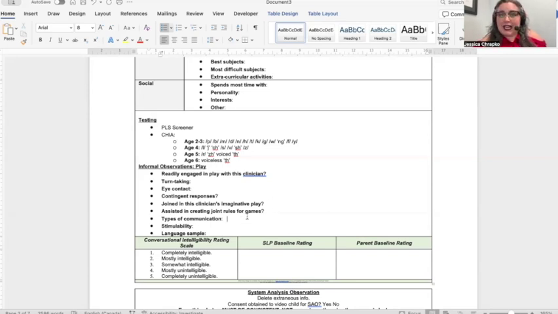How do they communicate? Is it with picture exchange systems? Is it with an augmentative and alternative communication board? Is it verbally with gestures, sign language, etc.? Stimulability. This means, can I get them to produce the target sound correctly? And finally, I take a language sample.